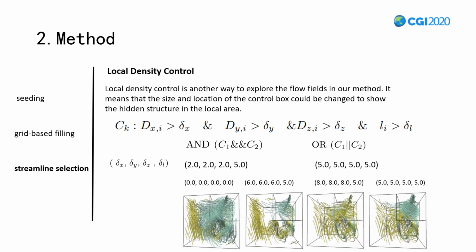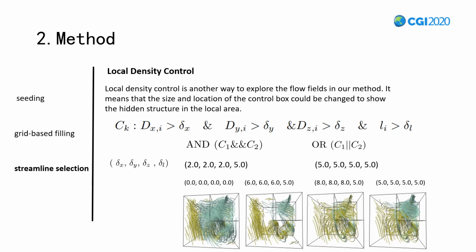Local density control is another way to explore the flow fields in our method. It means that the size and the location of the control box could be changed to show the hidden structure in the local area. In our experiments, when more than one control box is added, we compute the density and set the condition C_k for the case of the controlled box, which is usually defined as this.